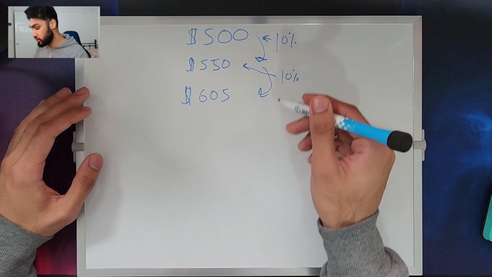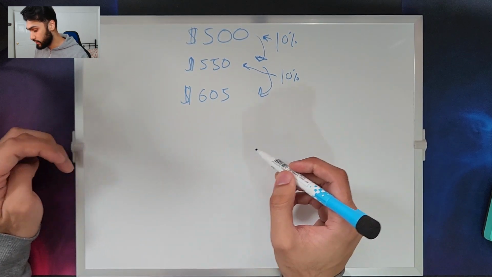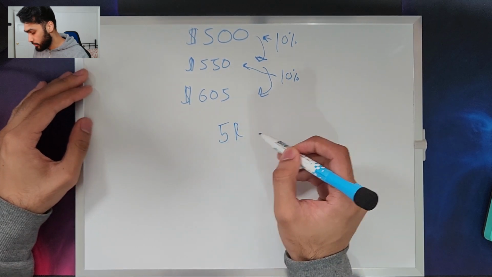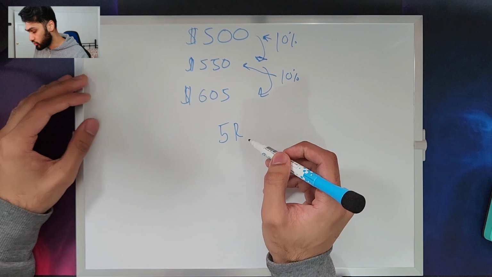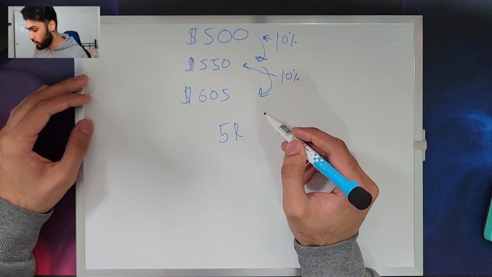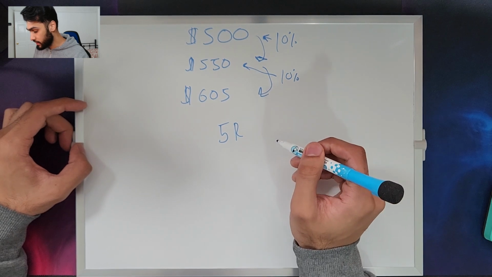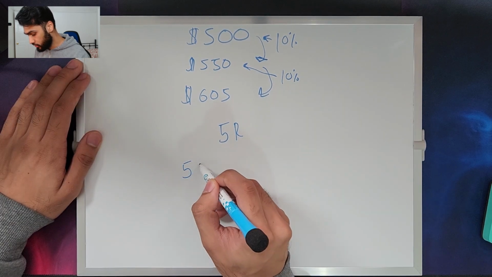Now if you continue doing this and you have a target of, let's say, making 5R per month on your trade account, risking 10% of whatever the account balance is, that's going to be giving you from $500.